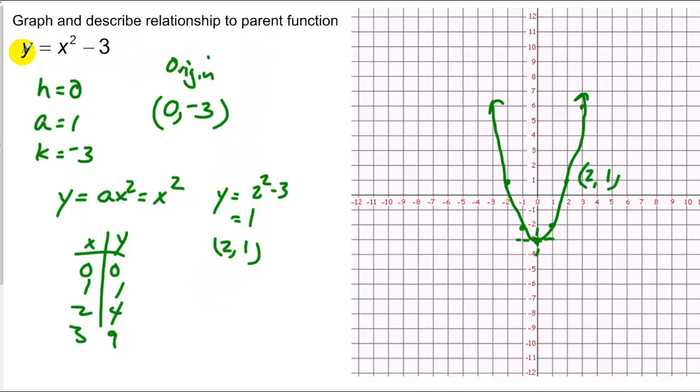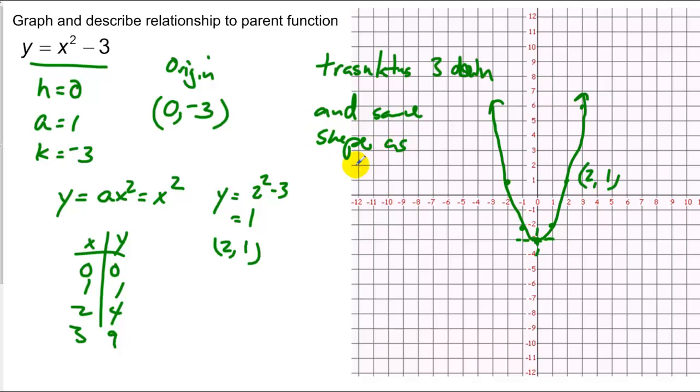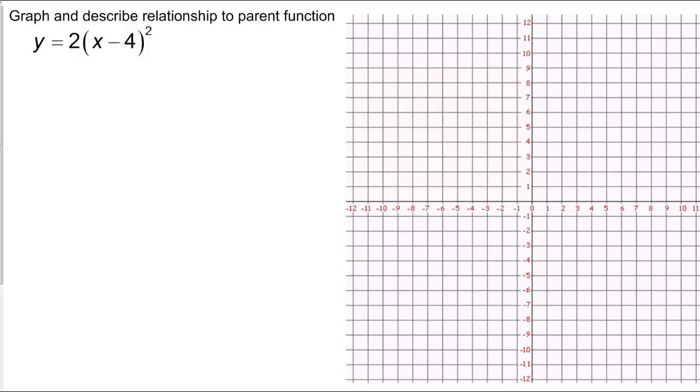Now, not only does this ask me to graph this equation, but it asks me to describe the relationship to the parent function. Well, my relationship would be translates 3 down and same shape as y equals x squared. Let's move to our next problem.